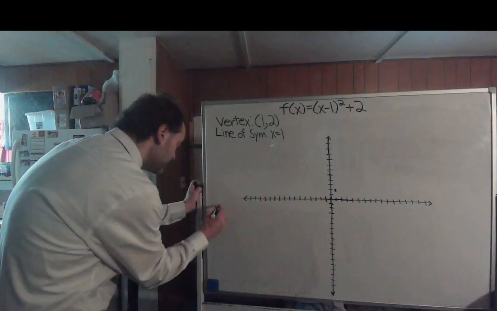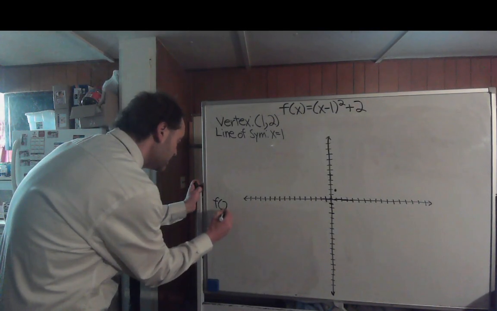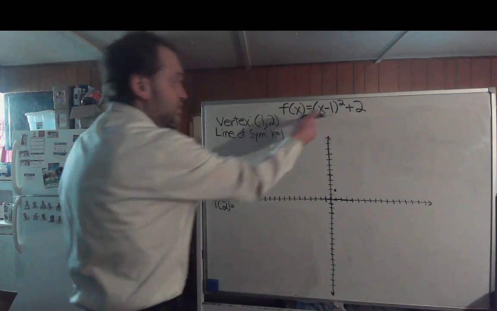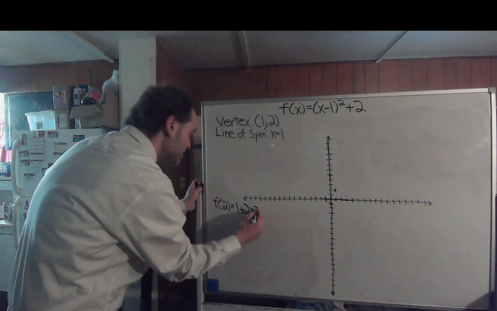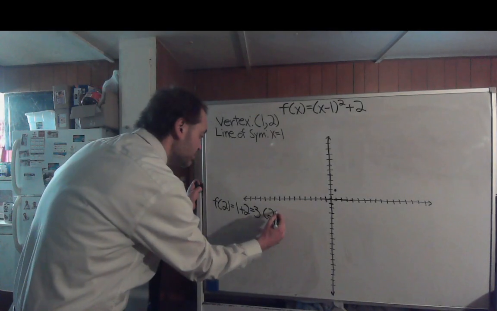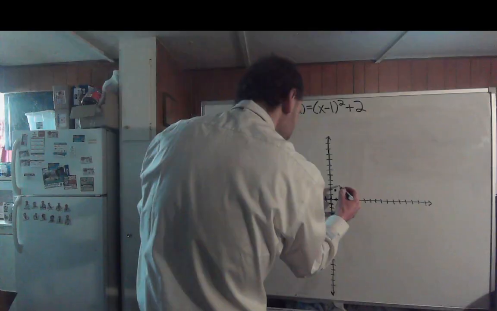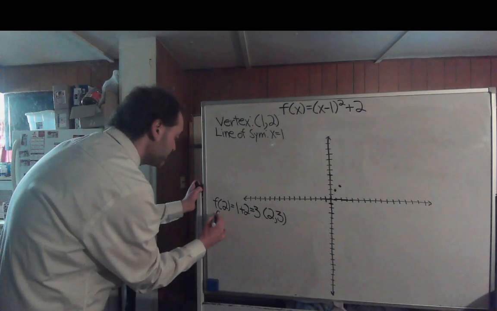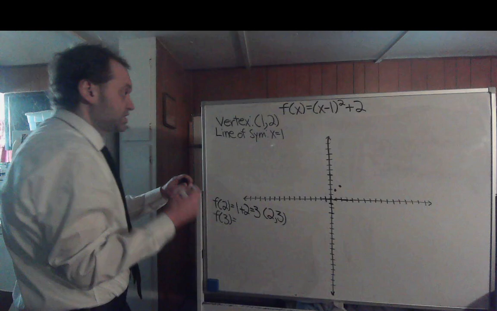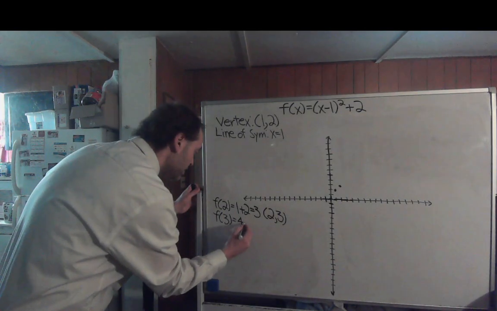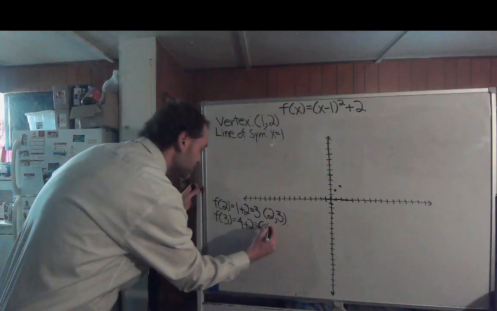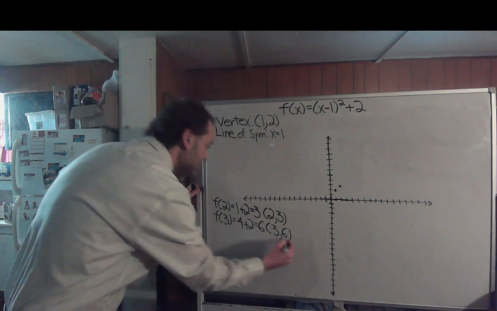So why don't we take f of 2? Alright, so what is 2 minus 1? That's 1 to the second power is still 1, plus 2 is going to give you 3. So you'll end up with the point (2, 3), which is going to go right there. And now let's put in f of 3. Alright, so what is 3 minus 1? That's 2. Raised to the second power is 4. Plus that 2 would actually give you 6. So you'll end up with the point (3, 6). So let's find (3, 6).